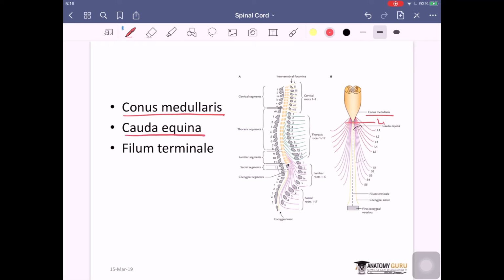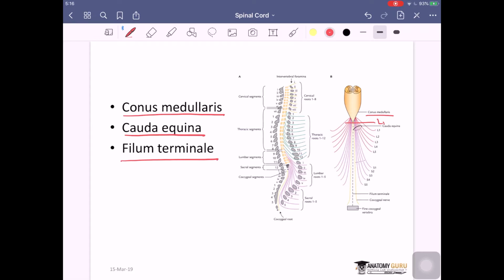Now the cauda equina is a bunch of nerve fibers arising from the lower end of the spinal cord, and since they resemble the tail of a horse, they are called cauda equina, and they are formed by L2 to coccyx 1 on either side. Any damage or injury to them can cause cauda equina syndrome. And I also told you the location is that they are present in the lumbar cistern.